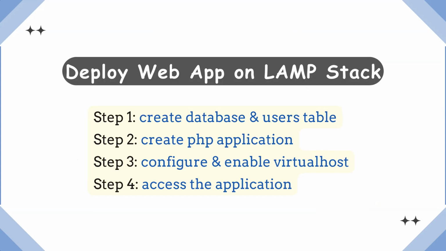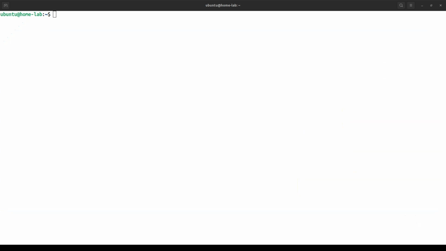These are the steps we will follow to configure and deploy a web application on LAMP stack. First, we will create a database and users table. Then we will create PHP application. Then we will configure and enable virtual host. And finally, we will test our application by accessing it from the browser. Now let's head to the terminal screen and begin the application deployment.